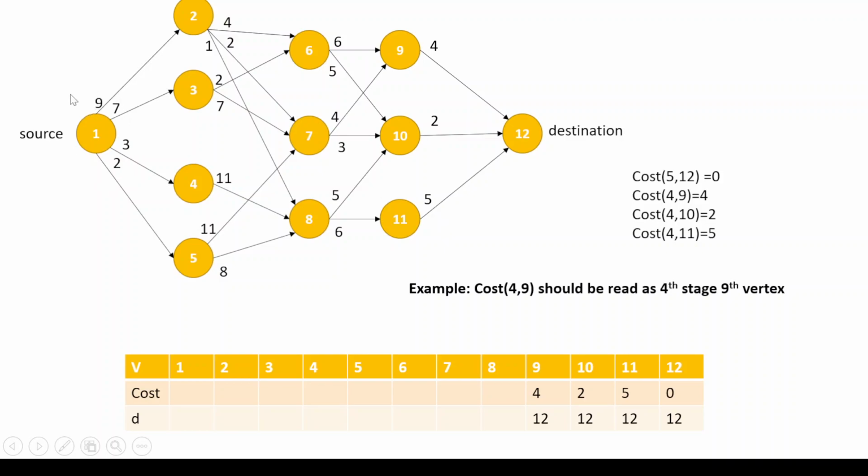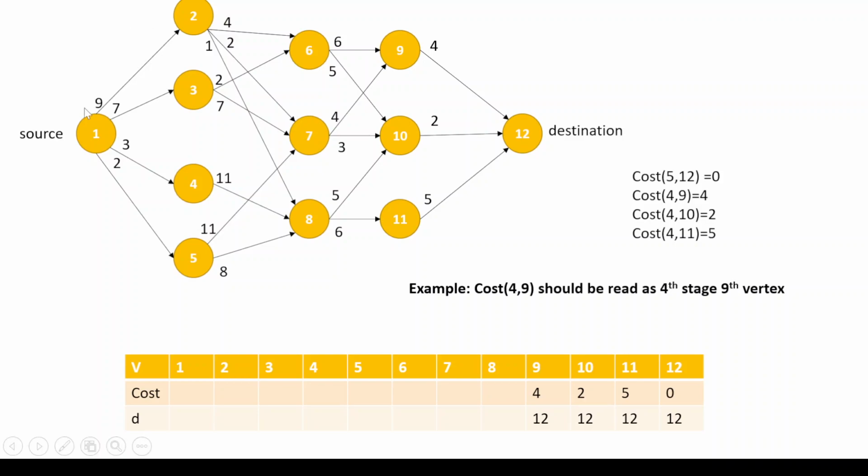So here the source vertex is the first stage, and then in the second stage we have vertices 2, 3, 4 and 5. In the third stage we have vertices 6, 7 and 8. Fourth stage we have vertices 9, 10 and 11. And in the destination stage, that is the fifth stage, we have one vertex 12.